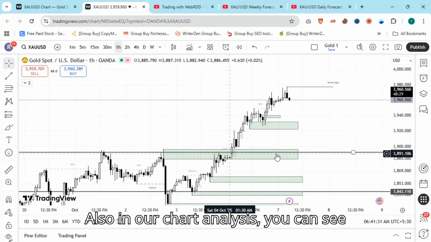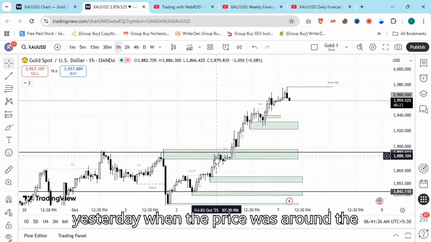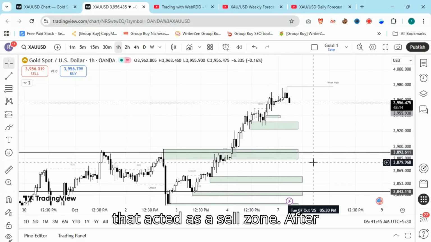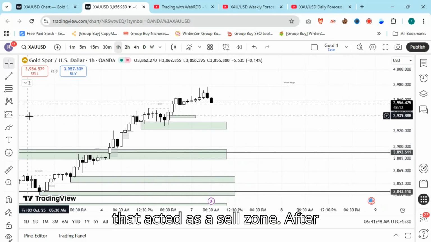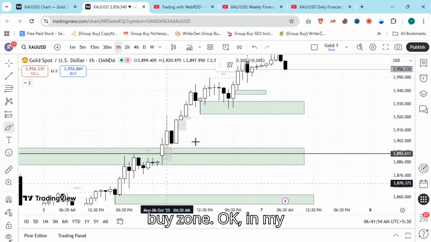Also, in our chart analysis, you can see we had a sell zone yesterday when the price was around the 3888 area. That acted as a sell zone. After breaking that zone, it was acting as a buy zone.